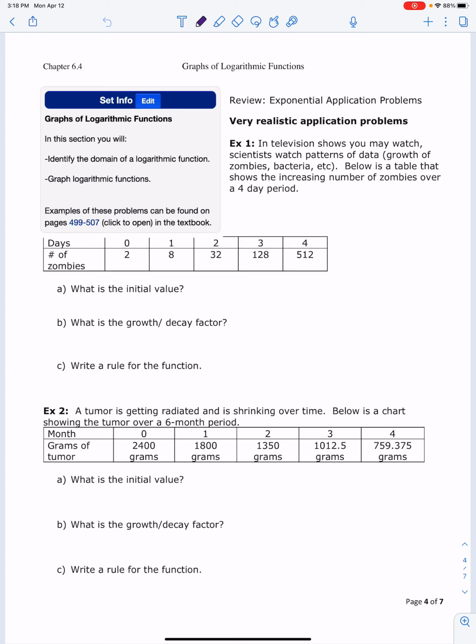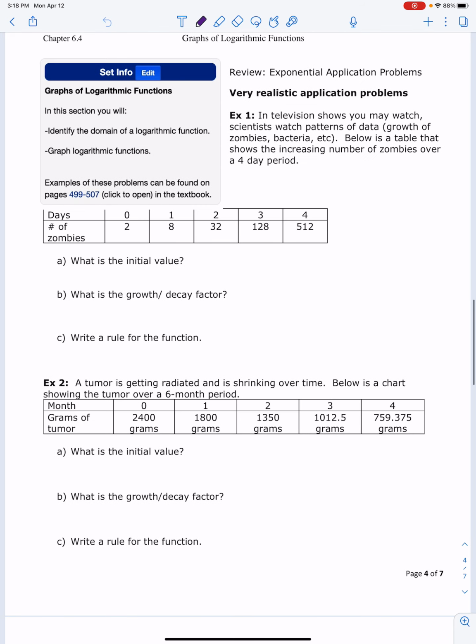This is the section 6.3 and 6.4 notes, logarithmic functions and their graphs, page 4. So we are going to talk about logarithmic functions. This first page is a review of exponentials.